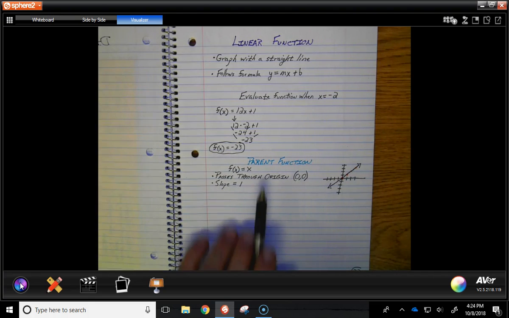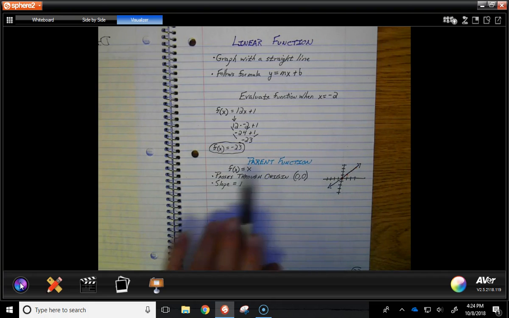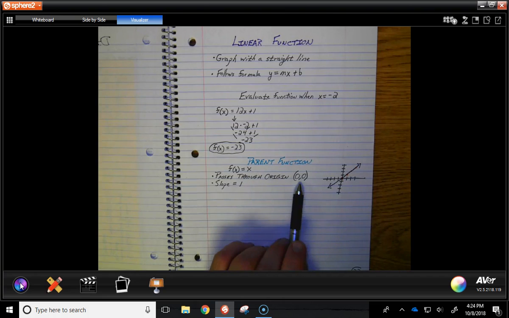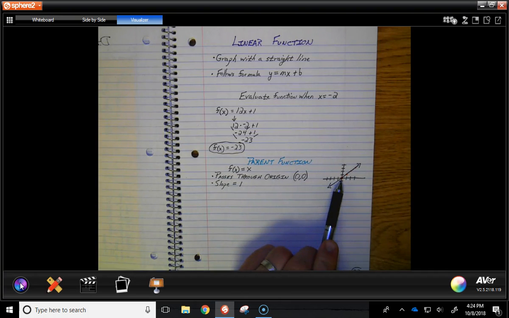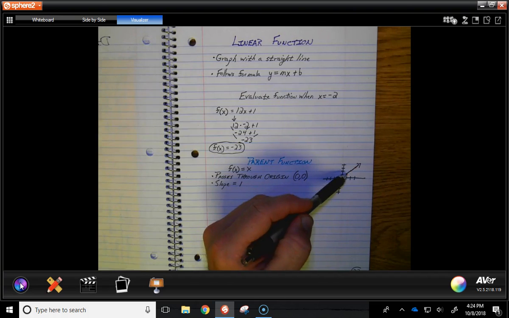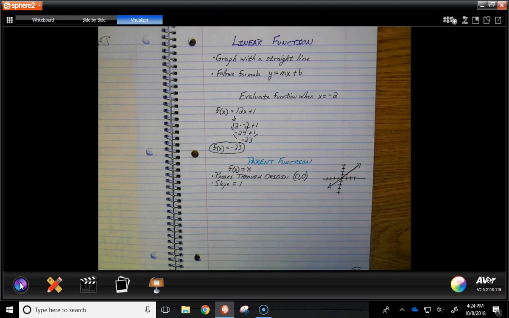The other thing they're going to talk about is the parent function. The function f of x equals x. Parent functions pass through 0, 0, and they have a slope of 1. Just like this. It's positive. It's rise 1, run 1. Rise 1, run 1. Rise 1, run 1.